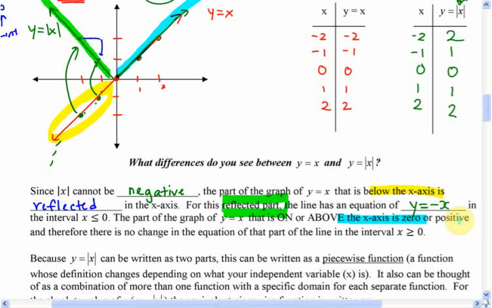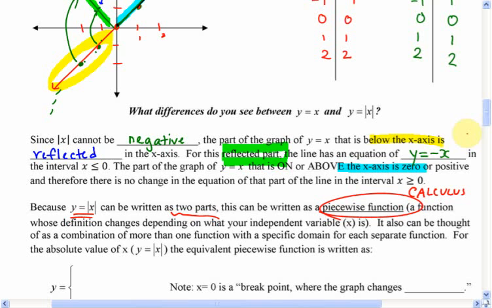Now, this is the big thing. Do you see how this is a V-shaped graph? Do you see how this is actually two different lines put together? Because there are two different parts, y equals the absolute value of x can be written as two parts. This is something called a piecewise function. Those of you doing calculus next year, you'll see this a lot. Right, Rahul? Okay. Now, what this means is that this function has two different parts, and it changes depending on where you are along your domain.